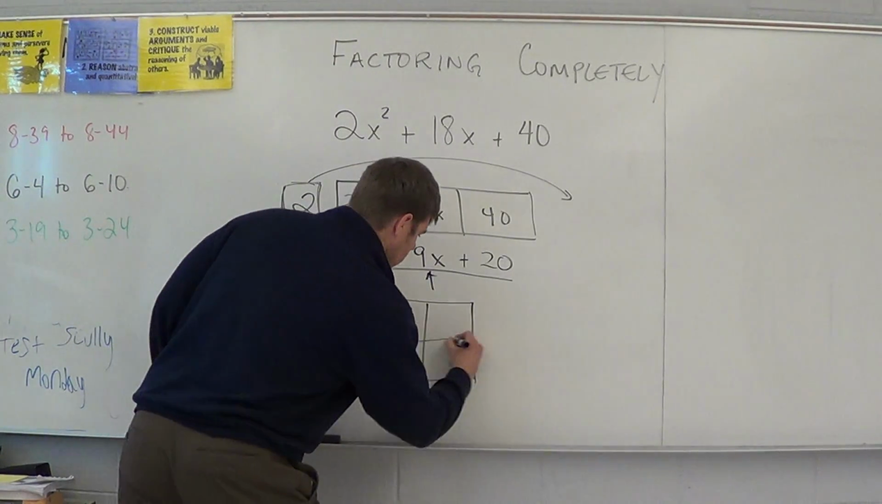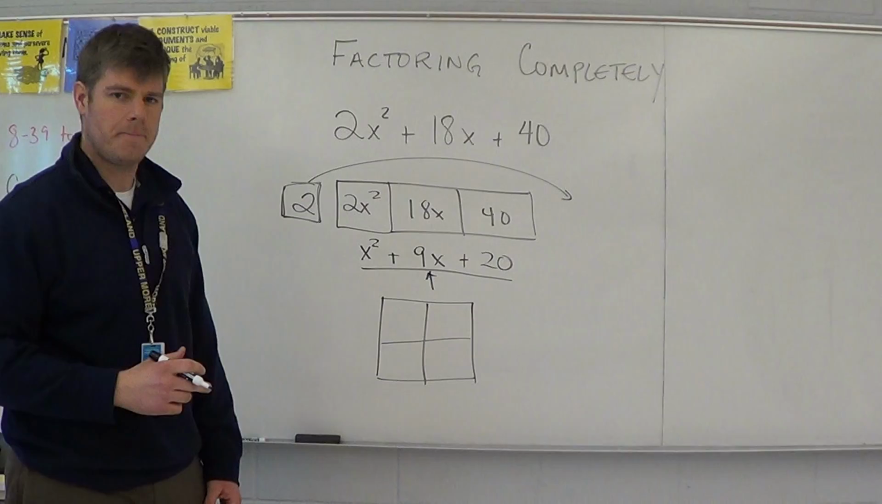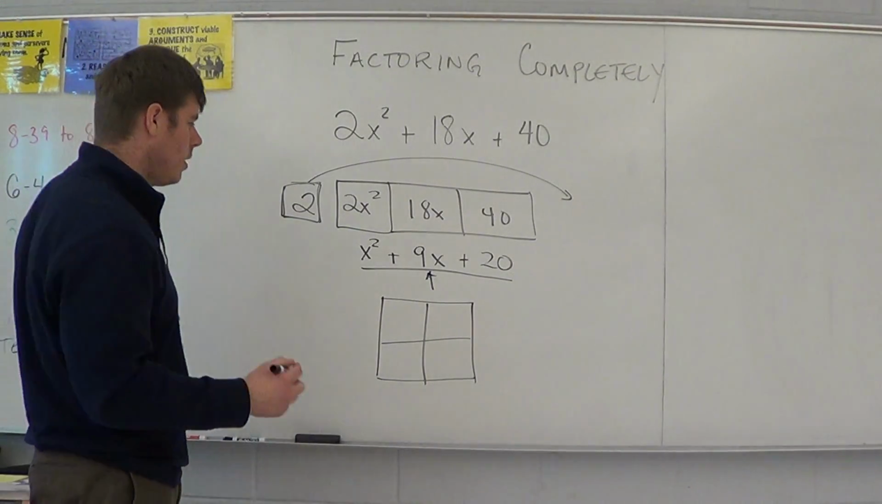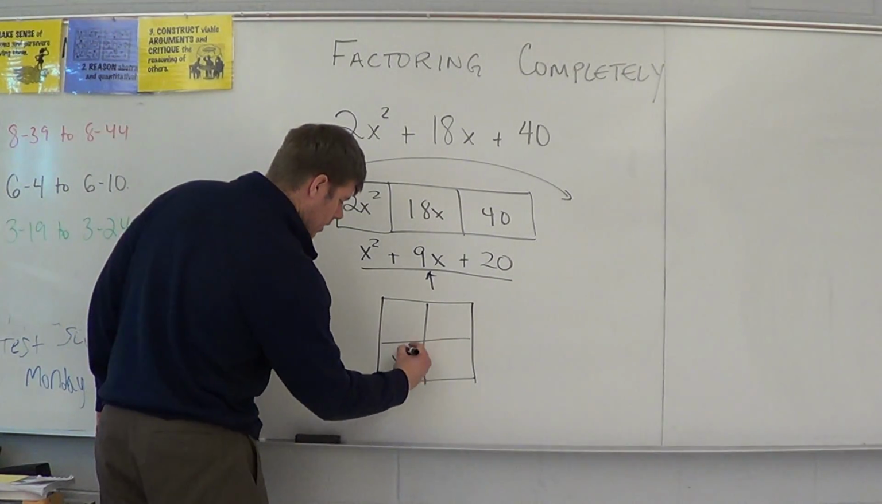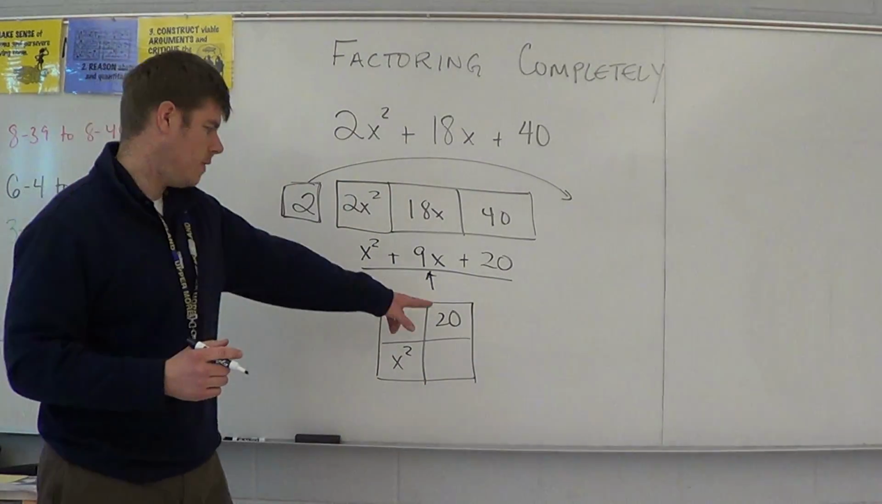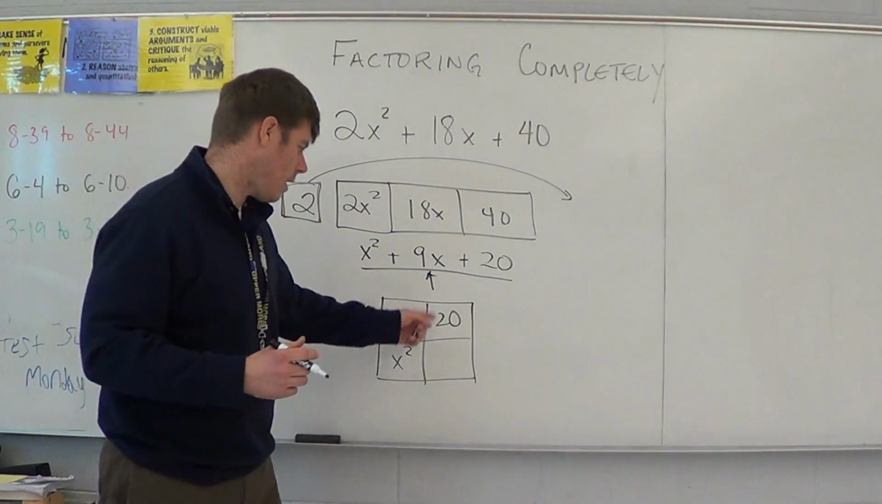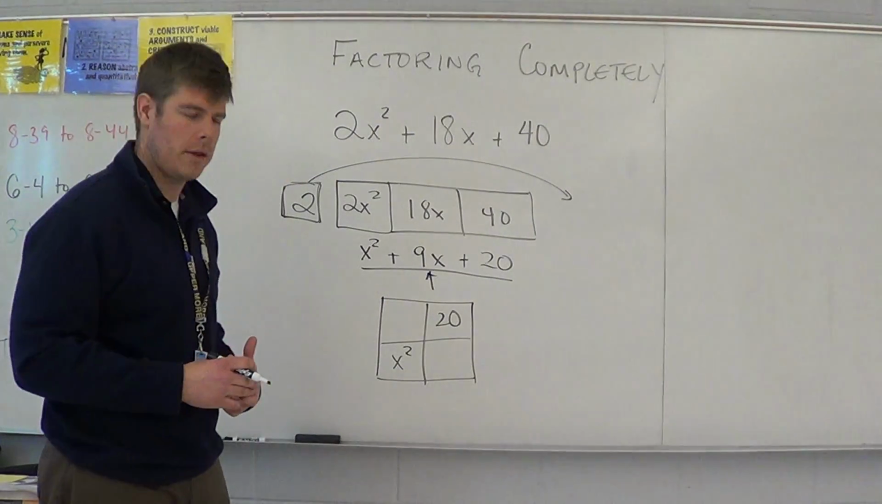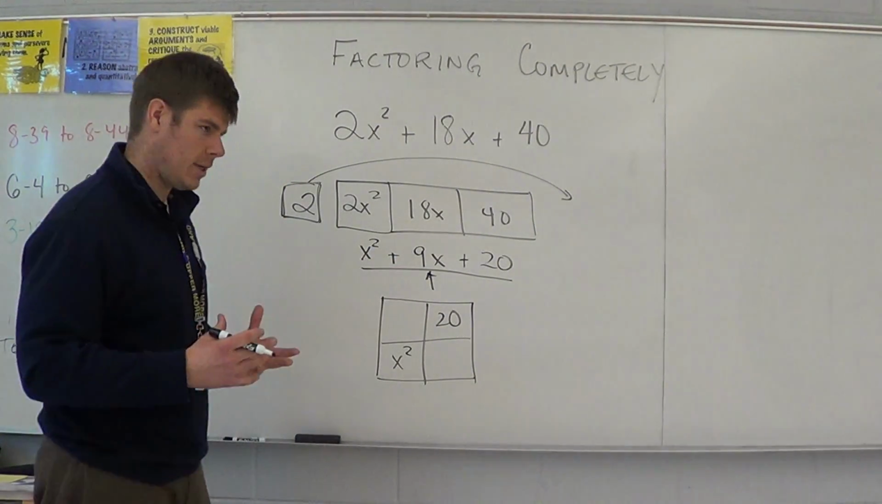grid down here for each 4 of those, okay? So what I'm now going to do is I put the AC term down here, so the x squared, and I put the C term in the upper right. Now it doesn't matter if I start left or right, they just have to be in opposite corners of each other. The 9x I leave out for a second.